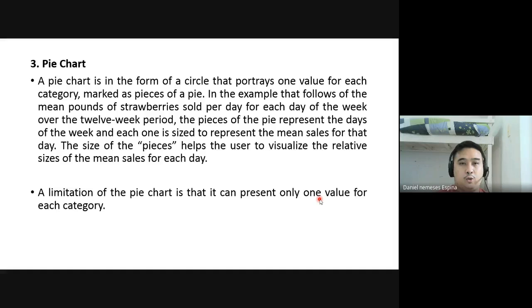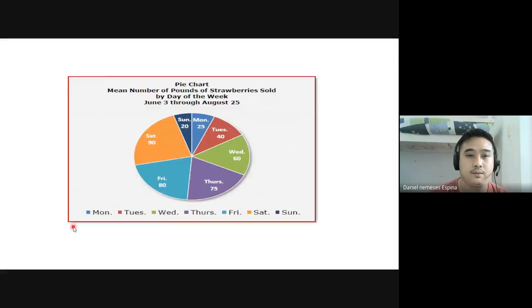So another tool that we can use is the pie chart. So it is in the form of a circle that portrays one value for each category, marked as pieces of a pie. So in the example that follows of the mean pounds of strawberries sold per day, the size of the pieces helps the user to visualize the relative size of the sales for each day. However, the limitation of the pie chart is that it can only present one value for each category.